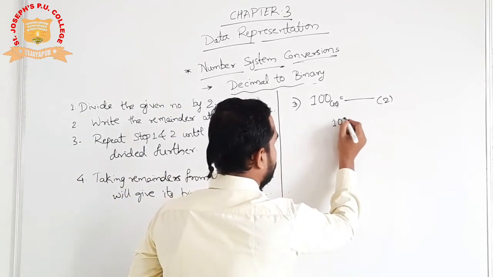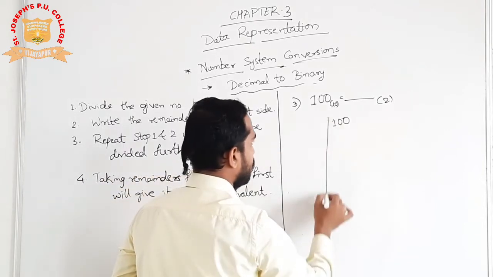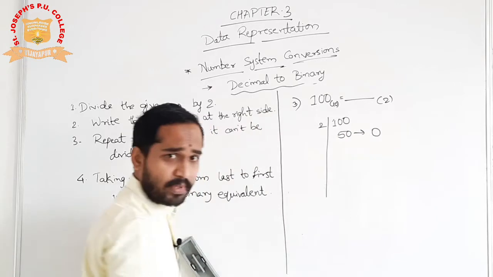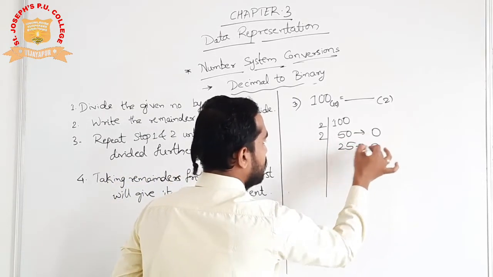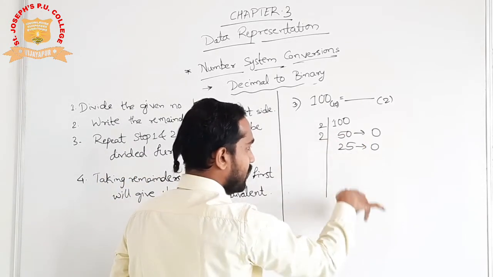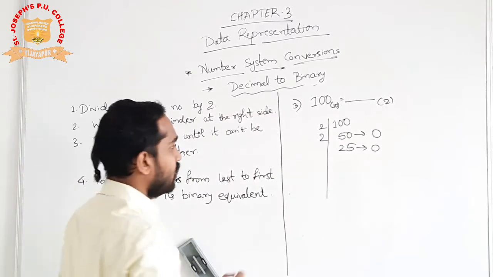What's the step? 100, correct? Then go on dividing it by 2. 50, 0 is the remainder. Correct? Again divide it by 2. 25, 0 is the remainder. Okay? You already know the representation of 50. You already know that.